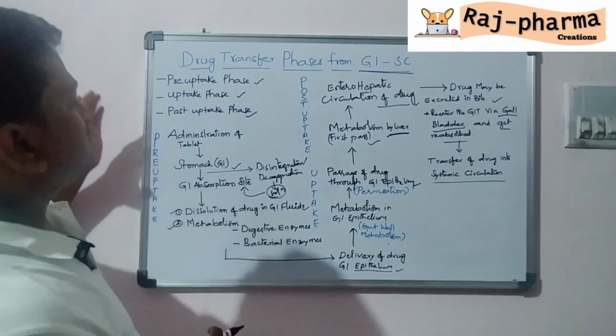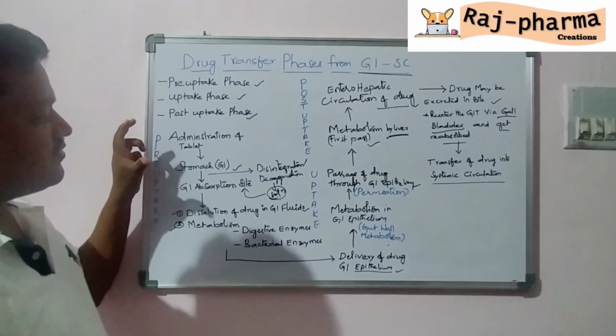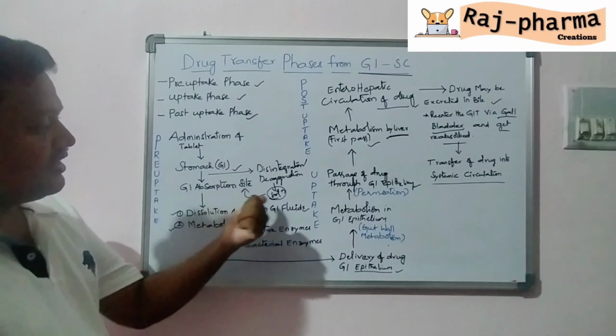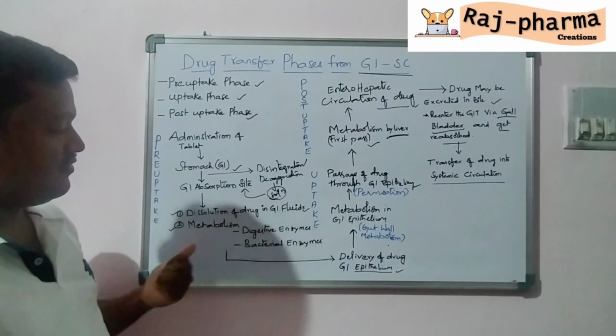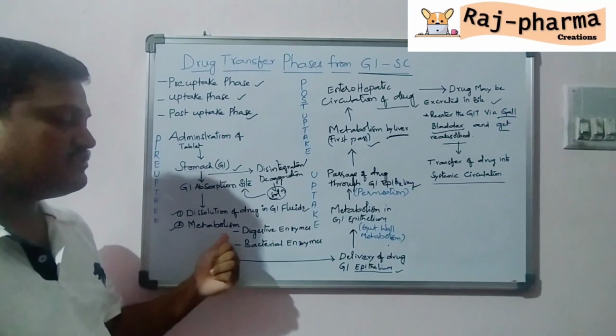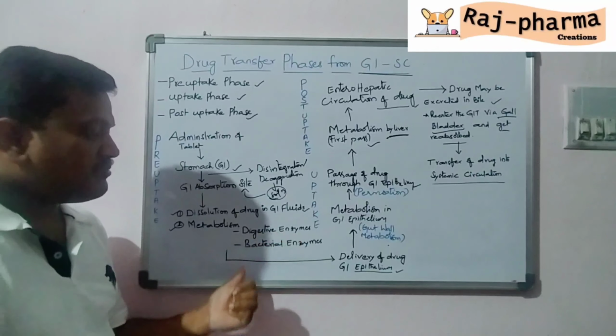First is administration of the tablets, entering the stomach, disintegration and deaggregation, and then the drug enters the GI absorption site. There will be two possibilities. One is dissolution of the drug in GI fluids, and the second is metabolism, which takes place by digestive enzymes and bacterial enzymes.